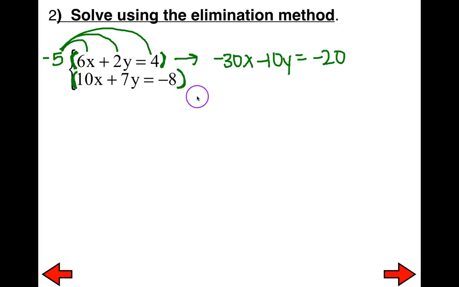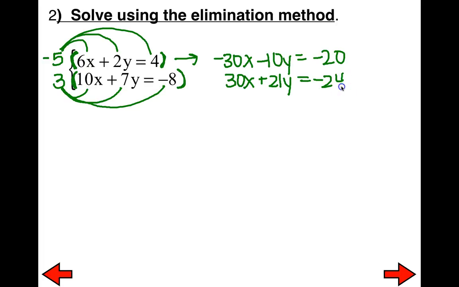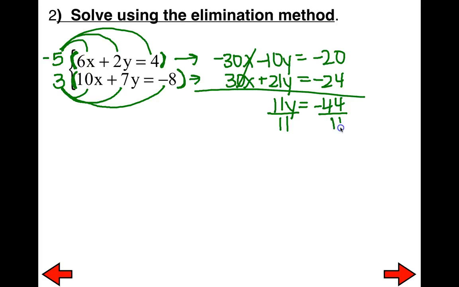Now, what do I have to do to the second equation? Again, I still want the multiple to be 30. So here, I'm going to have to multiply the 10x by a 3 to make it a 30. So here we have a 30x. It's perfect. There's one that's negative, one's positive, so those will eliminate. That's exactly what I need. Then I'll have plus 21y equals a negative 24. So here, you'll see that the x's cancel out, leaving me with just 11y equals negative 44. Divide both sides by 11, and y equals negative 4.